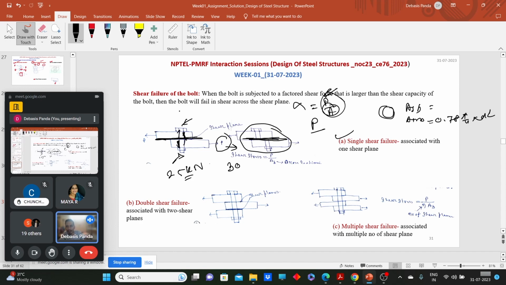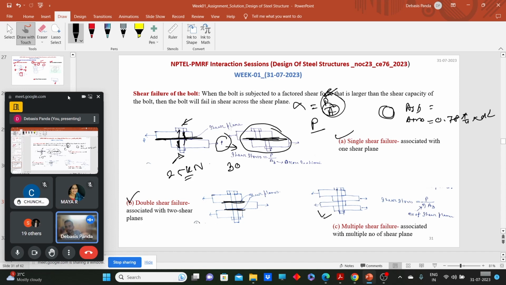So if there is only one shear plane, we call it a single shear failure. If there are two shear planes, like we can see here, we have two shear planes, and it can fail at any of these two shear planes. So we can say it is double shear failure. And if we have multiple shear planes, then we have multiple shear failures. Okay, so this is all about the shear failure of bolts.